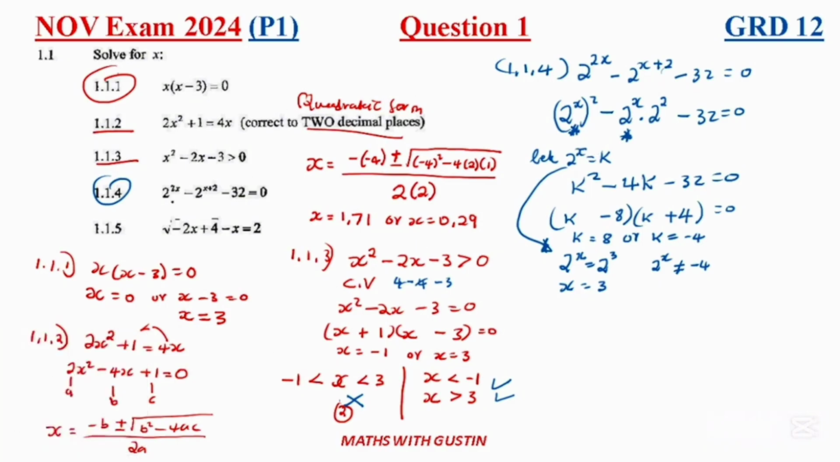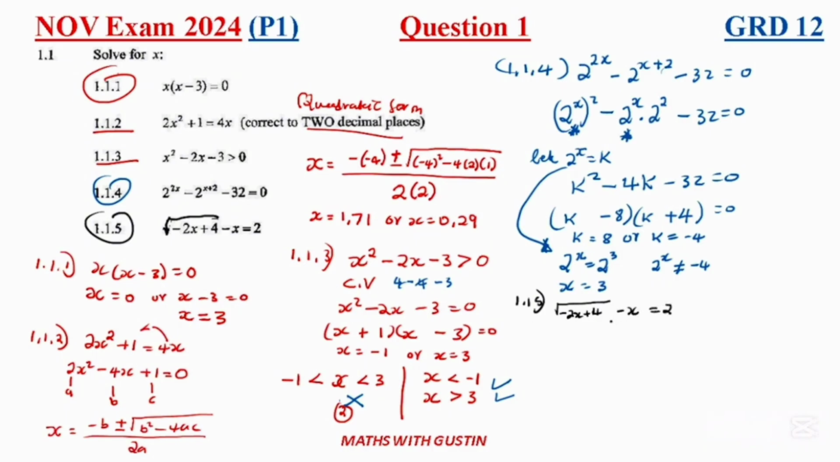1.1.5, rather. I mean to say here it's a square root, guys. I know it's not that visible, so we're busy with this question right here, 1.1.5. Therefore it is equal to the square root of negative 2x plus 4 minus x is equal to 2.